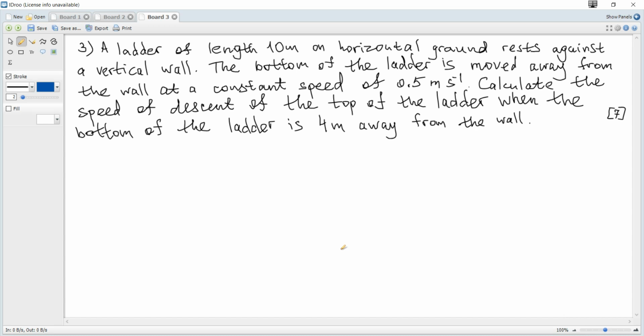A ladder of length 10 meters on horizontal ground rests against a vertical wall. The bottom of the ladder is moved away from the wall at a constant speed of 0.5 meters per second. Calculate the speed of descent of the top of the ladder when the bottom of the ladder is 4 meters away from the wall. So, this situation looks like this.